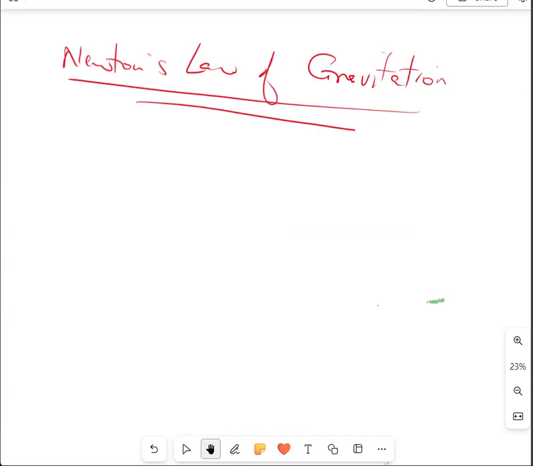Yeah, so there is another law that Newton came up with called Newton's law of gravitation. Let me cut it and put it on top here.